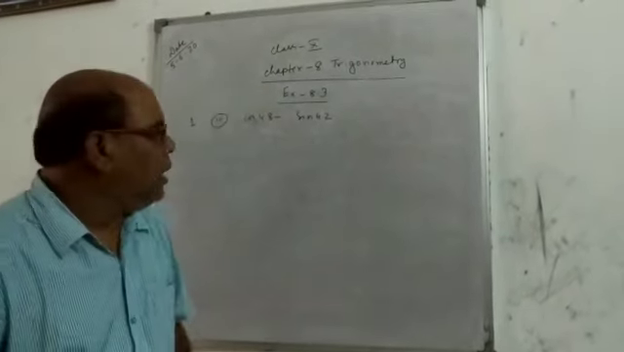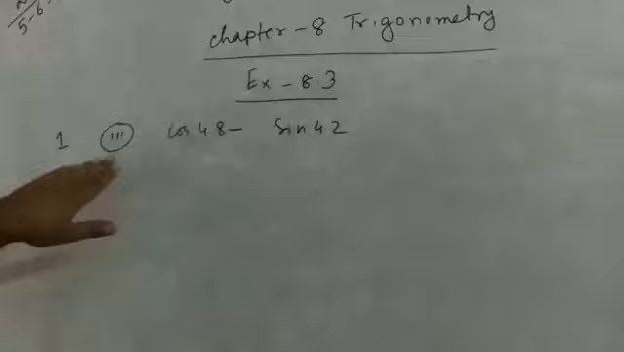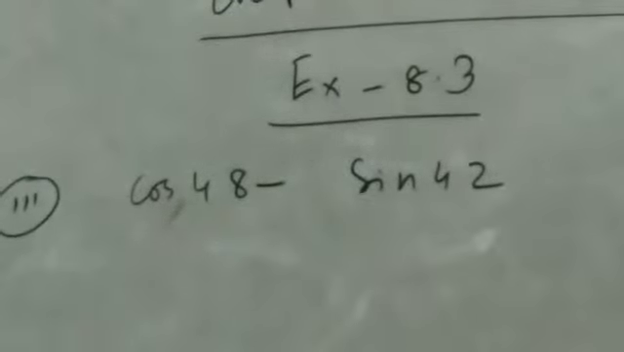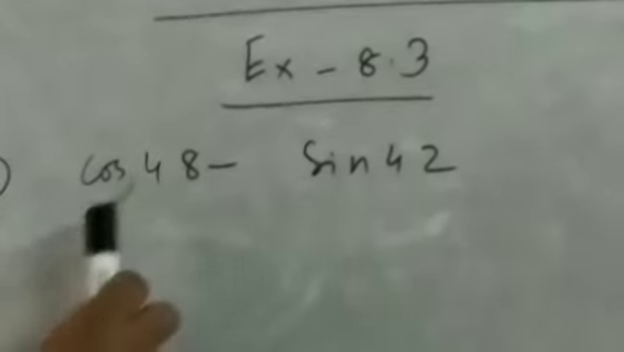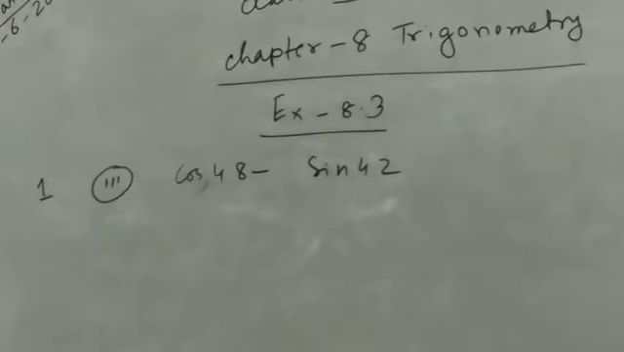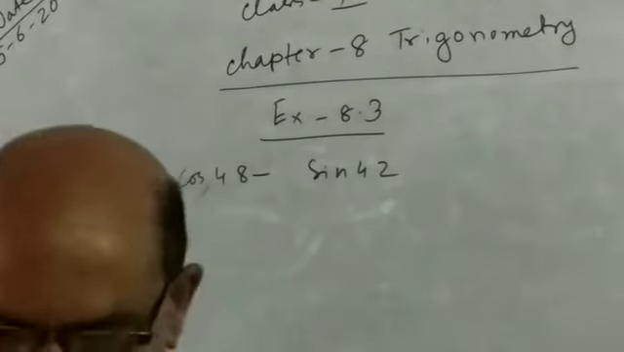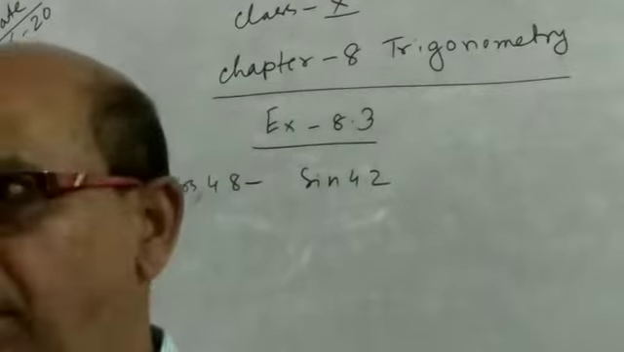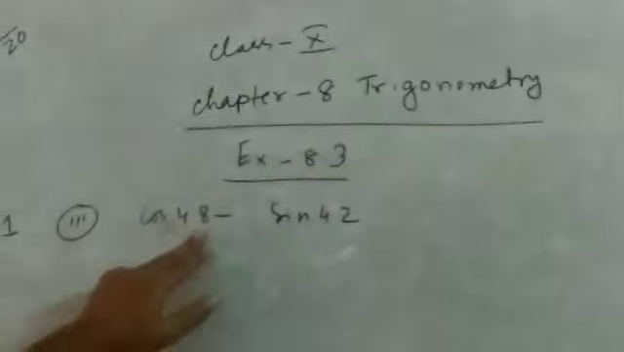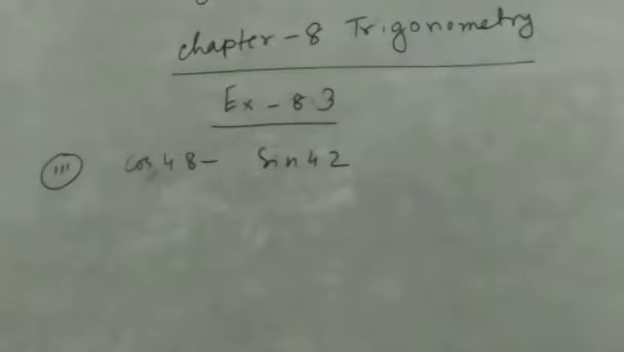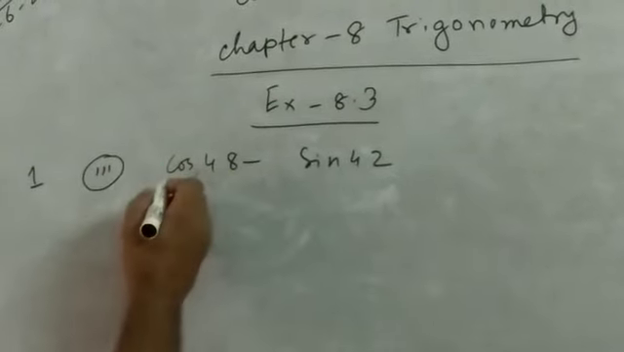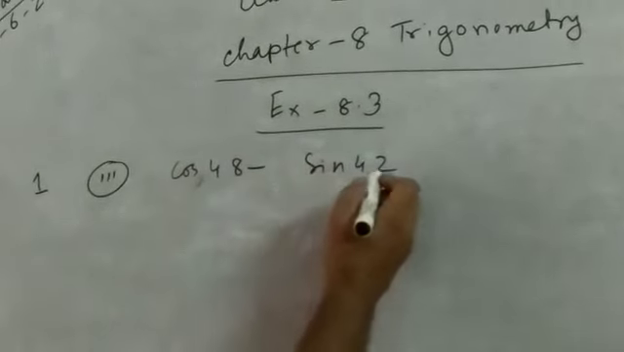Okay, last day I said to try to complete numbers 3 and 4. I am solving it for you. Here given cos 48 minus sin 42. I said that if the specific angles are 0, 30, 45, 60 and 90, then you put the values from the trigonometric table. But for other angles, you will use the complementary angle. Here you see 48 and 42, so obviously we will use the complementary angle. One ratio we will change. We can change this one also.